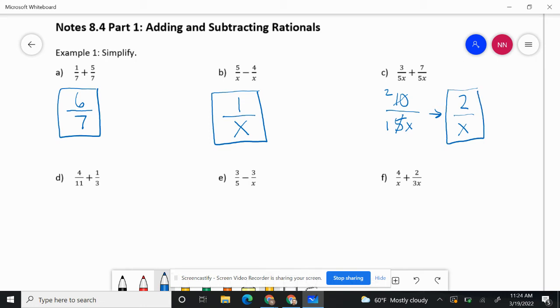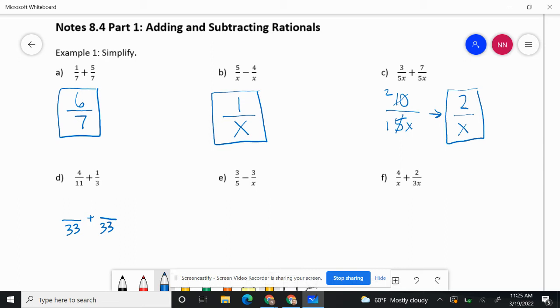Looking at letter D, this one is different. The denominator is not the same. So what we need is a common denominator. So our common denominator is going to be 33. If ever you're unsure, what you do is you just multiply the two denominators together, and that guarantees to give us a common denominator. Now, what we need is equivalent fractions.